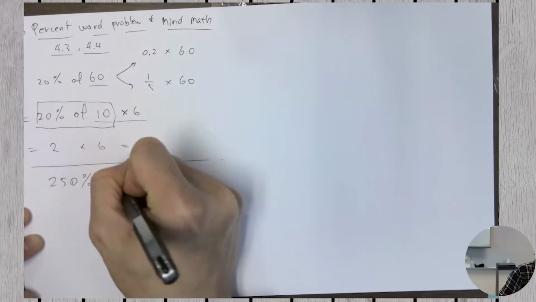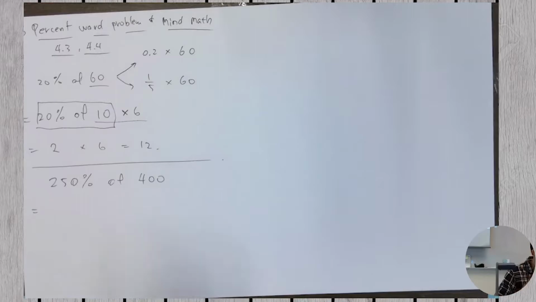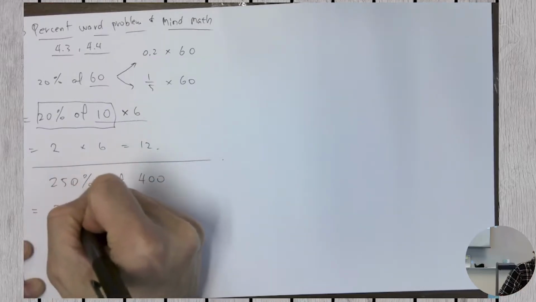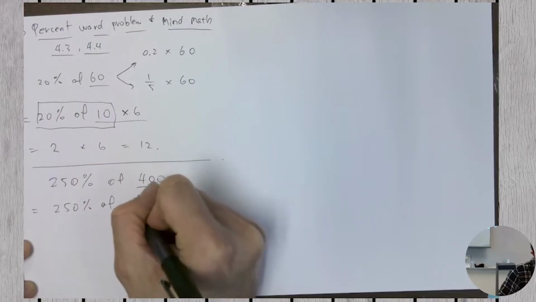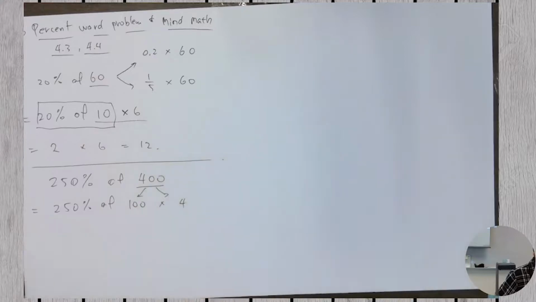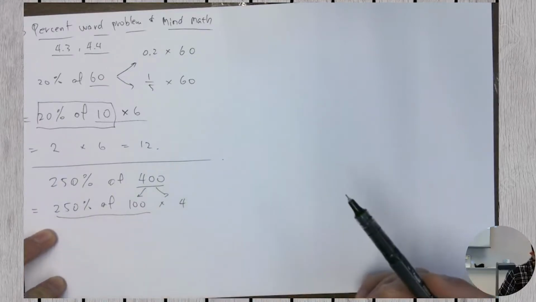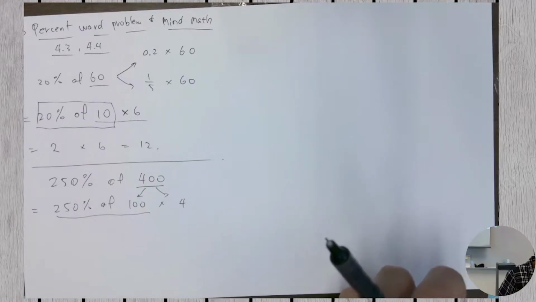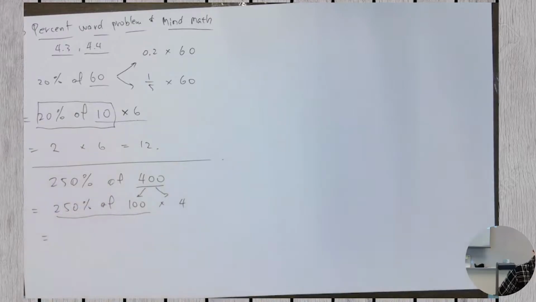250% of 400. Okay, we're going to use the same strategy here. We're going to think this in our head. 250% of 400, I'm going to split this into 100 times 4. So I'm first going to figure out what's 250% of 100. I should be able to do that in my head, because that's easier to do. And then I take the result times 4. Okay, what does 250% mean? How many times is that?